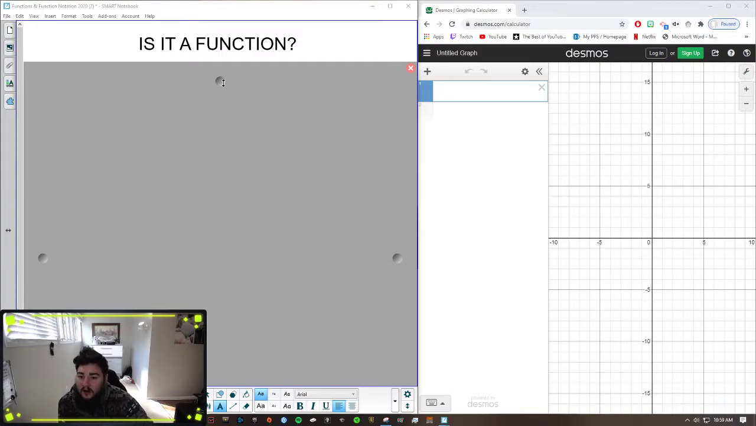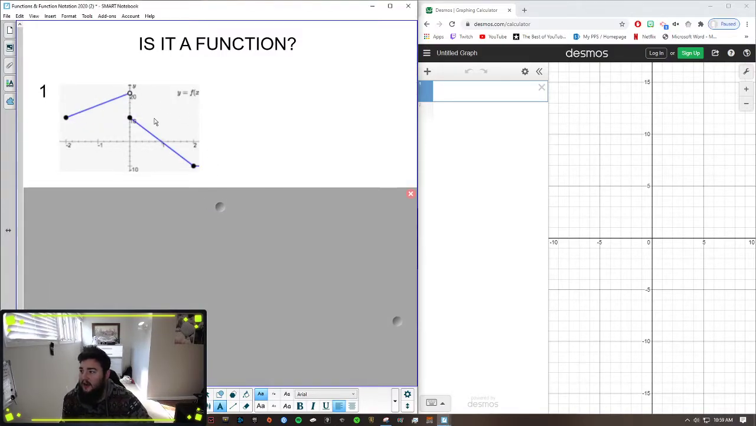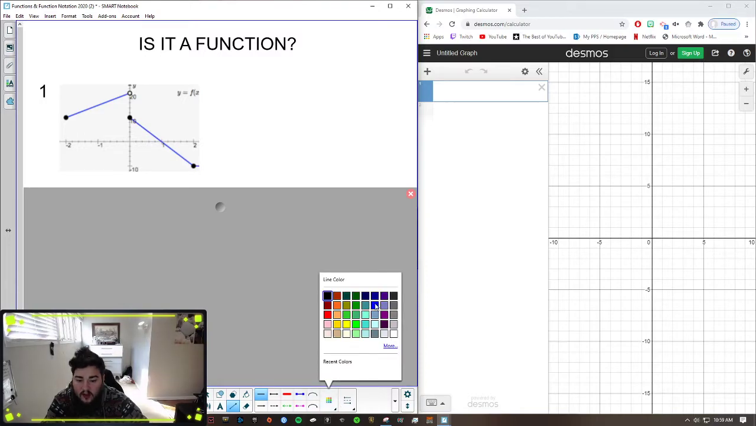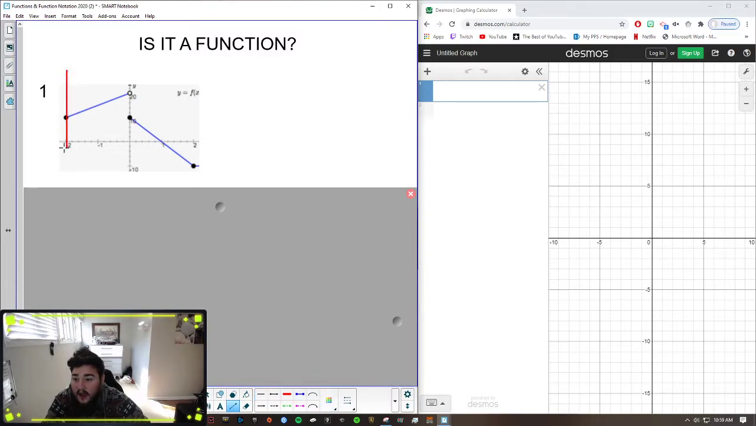So let's start off with, what if I'm given a graph? If I'm given a graph, I can skip right to using the vertical line test. I am going to draw a vertical line on my graph, and I'm going to do my vertical line test. Remember, I'm making sure that my vertical line never hits my graph more than one time. If it hits more than one time, then it's not a function.